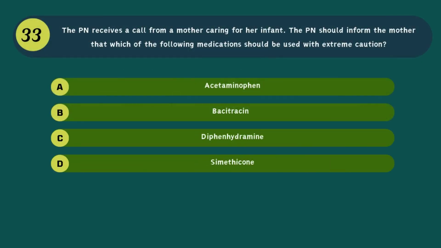Question 33. The PN receives a call from a mother caring for her infant. The PN should inform the mother that which of the following medications should be used with extreme caution. A. Acetaminophen. B. Bacitracin. C. Diphenhydramine. D. Simethicone.